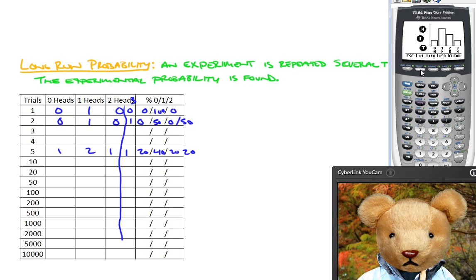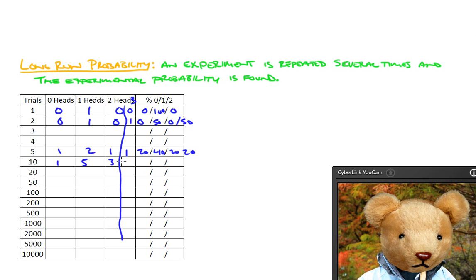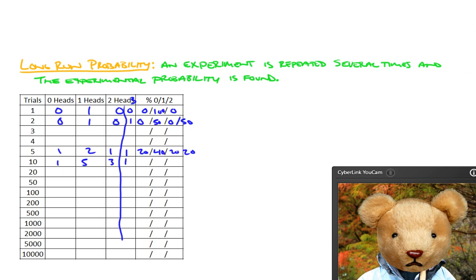Again, I know, riveting to watch, isn't it? 3, 4. Come on, you can do it. And then 5. Okay, so we got 1, 5, 3, and 1. So we should expect these numbers to start kind of equaling out.